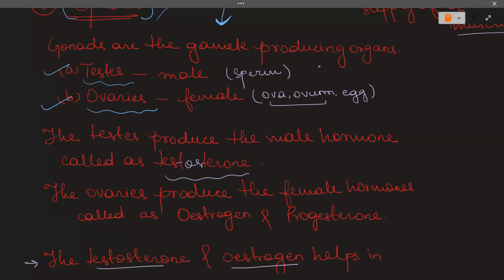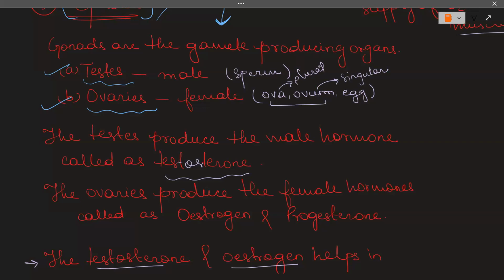Ova and ovum are the same thing, it means egg only. But one is singular and one is plural. Ovum means singular, whereas ova is the plural. The meaning is the same, just singular and plural. Got it?